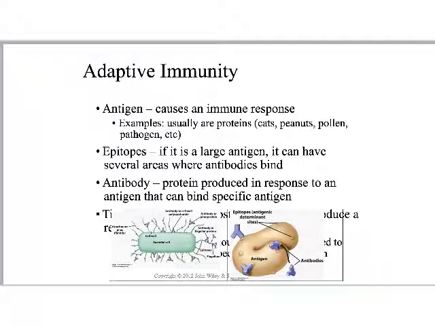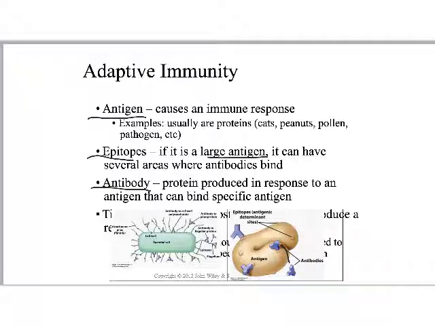So adaptive immunity, the first thing I want you to remember, and we've already gone over this in the first part of this, is that an antigen causes an immune response. Typically antigens are proteins. And we went over all sorts of different things that can cause an immune response. Now within the antigen, if it's big, it can have several different areas where the antibodies bind, and those are called epitopes.